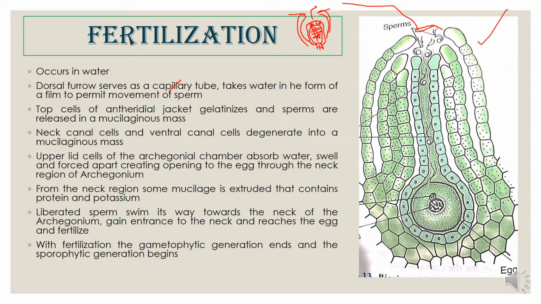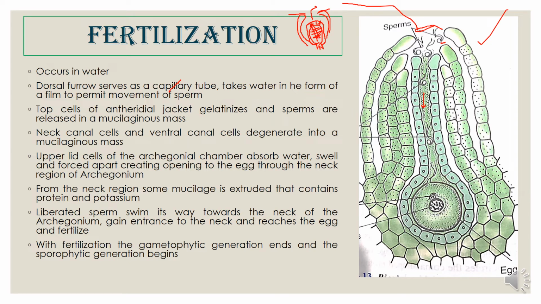So they swim to the mouth of the ostiole, where the neck canal cell as well as the ventral canal cell have already degenerated and created an easy passage for the sperms. These are the sperms we see. So the sperms enter, and only one sperm fertilizes the egg.